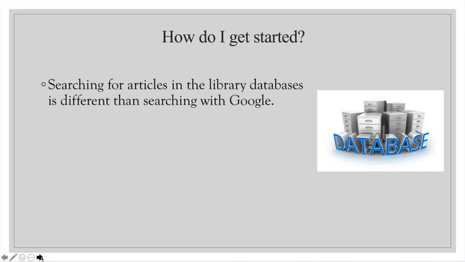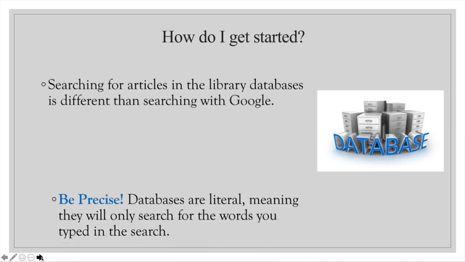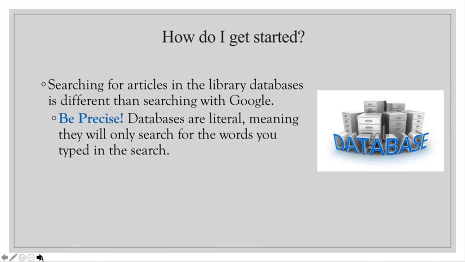Searching for articles in a library database is different than searching with Google. One thing is, we need to remember to be precise. Databases are literal, meaning they're only going to search for the words you typed in the search. So for example, in Google, you might type a question, what is the definition of database? And Google is going to produce a lot of different hits that will begin to perhaps define that word for you. If you were to put that same question in a database search, you would get the hit on every article that has every single word in that question, which would be absolutely overwhelming.